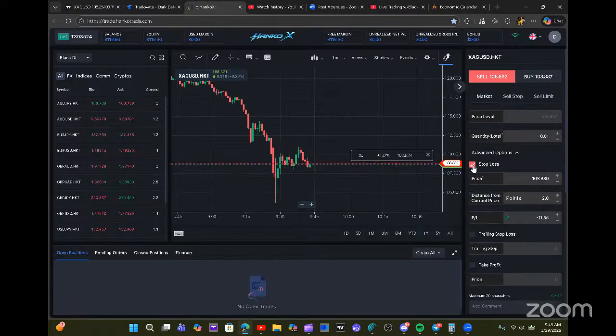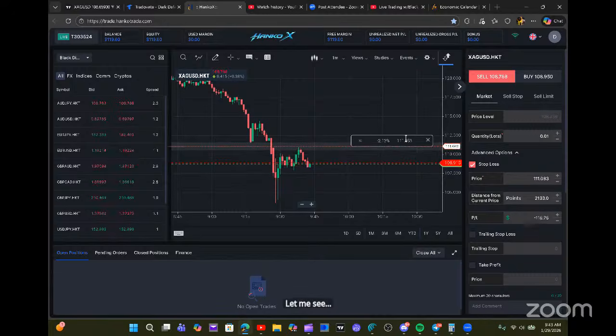Let me see. I like to put my stop loss first. Ooh, no, indeed, Lord. Boy, y'all see that? This is 1 minute. I put my stop loss just right here. Look at what I'm risking. $120 something. Sheesh.